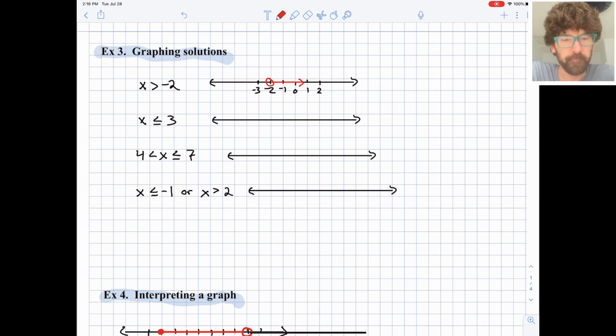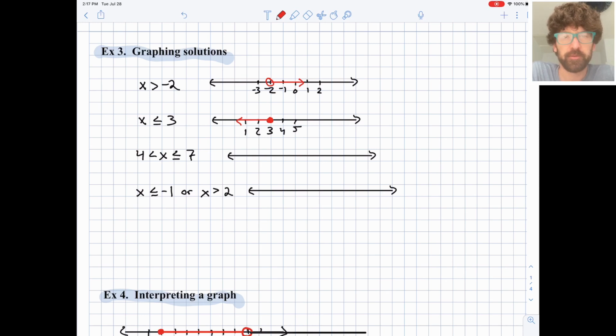X is less than or equal to 3, so we'll throw in a 3 here, put in a couple numbers on either side. 3 is allowed, okay, so that's a solid circle, a solid dot, and then we're going to the left, so x is less than or equal to 3.